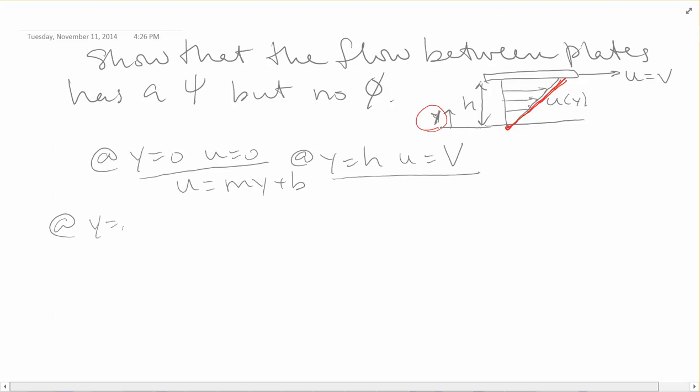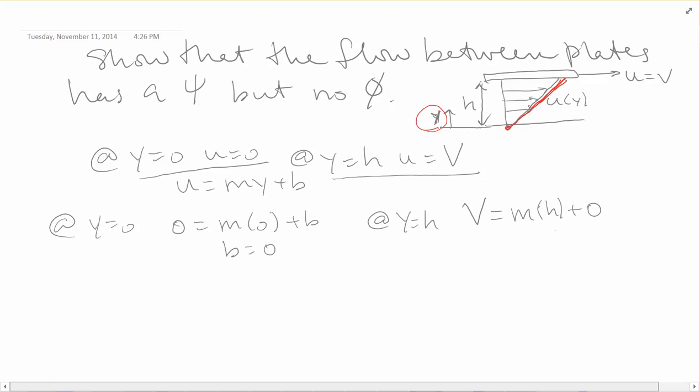So at y equals 0, we can write that u is equal to 0. That's got to equal m times 0, because y is equal to 0, plus b. So from this equation we get that the y-intercept is obviously 0. And then do the same thing for the upper point where y is equal to h. If we do that, our velocity there is going to be the capital V. That's going to equal m times y. Y at this point is h. So we'll put h there. And we already found that b is equal to 0, so we can just put 0.